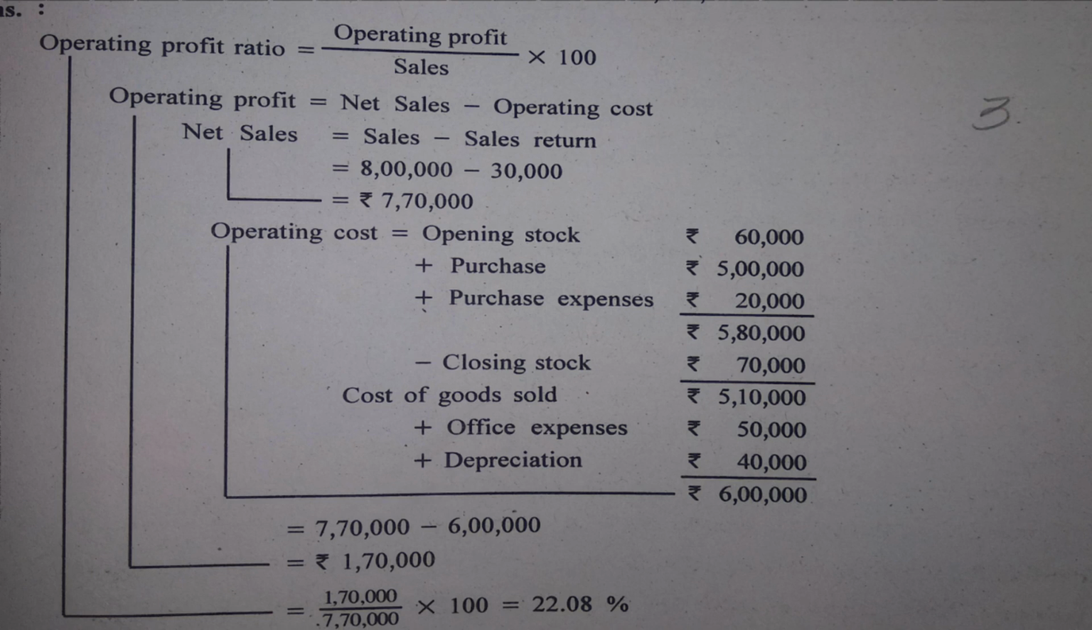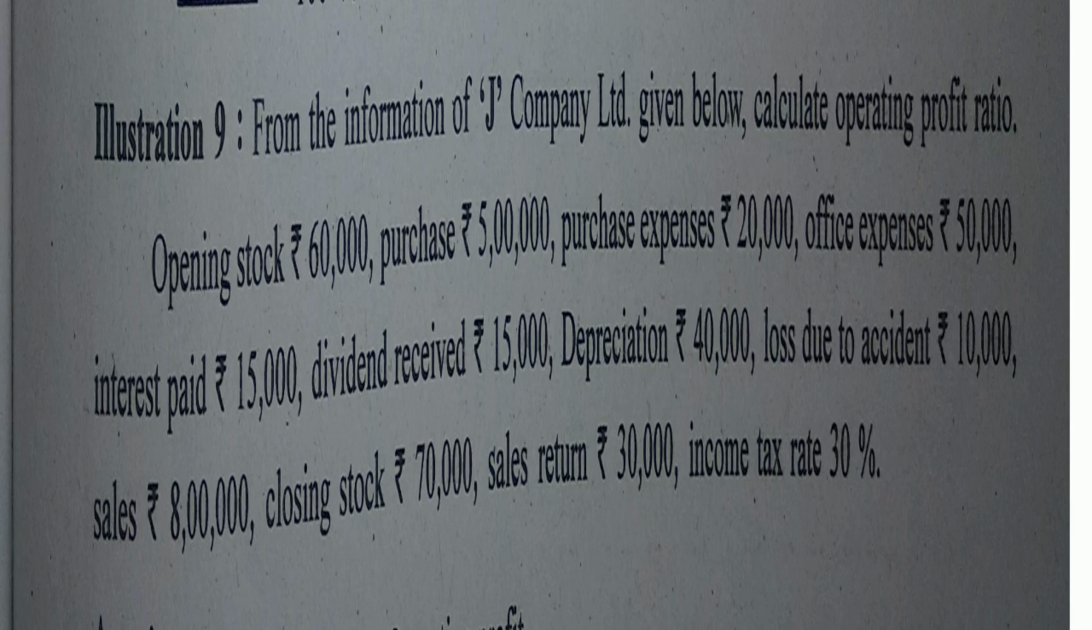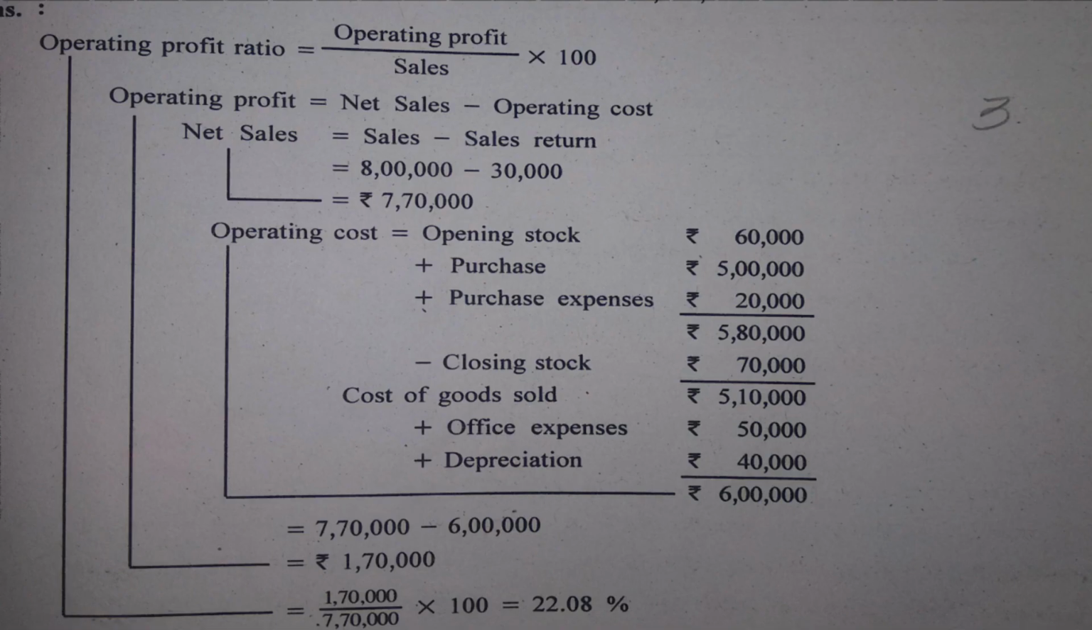Firstly, if you will see, the formula for operating profit ratio is given, which is operating profit upon sales into 100. Operating profit is net sales minus operating cost. So firstly, let us find out the amount of net sales. Sales minus sales return. In the given question, you are provided with sales 8 lakh, sales return 30,000. So what is net sales? Obviously 7,70,000.